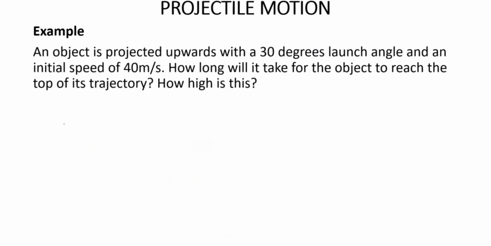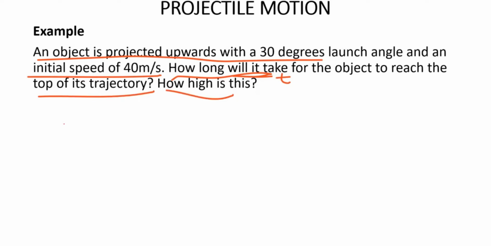An object is projected upwards with an angle of 30 degrees. That is the launch angle, and an initial speed of 40 meters per second. How long will it take for the object to reach the top of the trajectory, and how high is it? So we're looking for the time, and we're looking for the displacement, the distance.